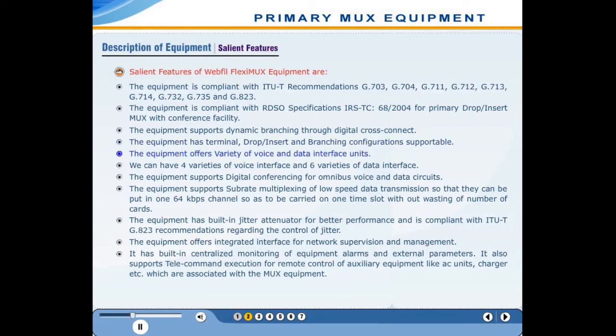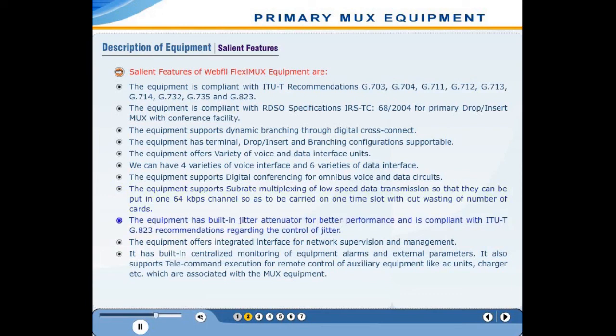The equipment offers variety of voice and data interface units. We can have 4 varieties of voice interface and 6 varieties of data interface. The equipment supports digital conferencing for omnibus voice and data circuits. The equipment supports sub-rate multiplexing of low-speed data transmission so that they can be put in a 64 kilobits per second channel so as to be carried on one time slot without wasting a number of cards.